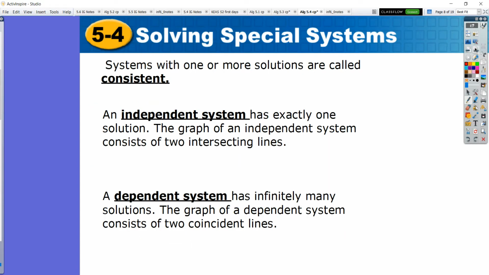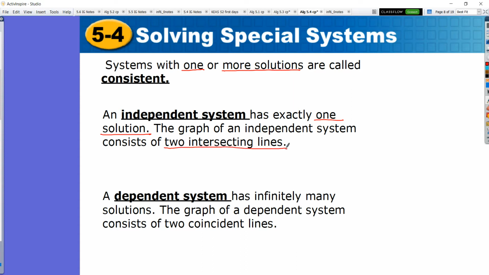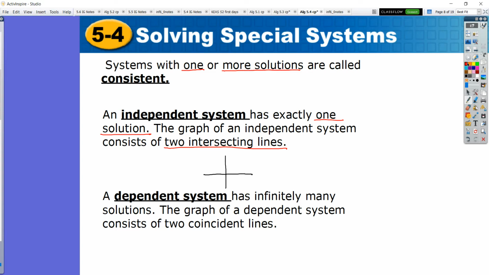Okay, so under the category of consistent systems, if we have one solution or many solutions, we've got two different groups under that category. We could have an independent solution, and this is one that has exactly one solution. These are the ones that we've been working with so far, when we have two lines that intersect. Okay, so just to draw ourselves a quick coordinate grid here. These are the ones that we've been working with all through chapter 5.